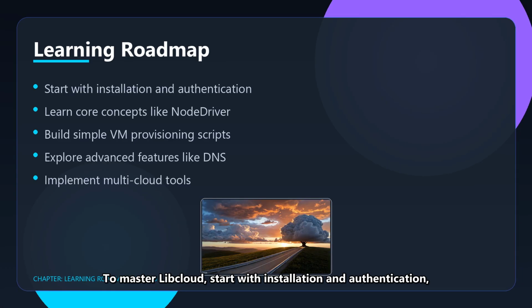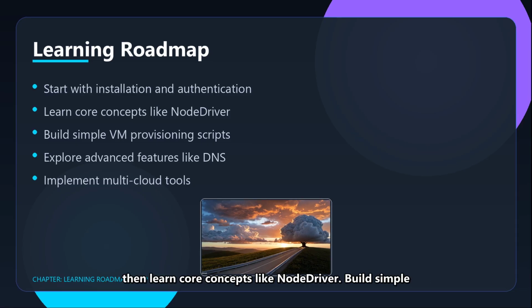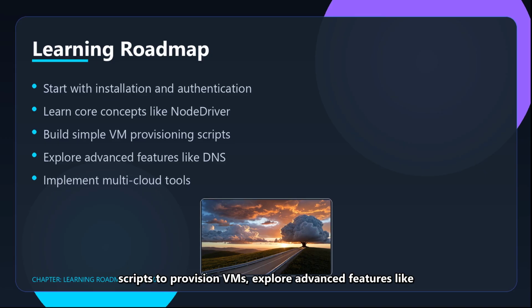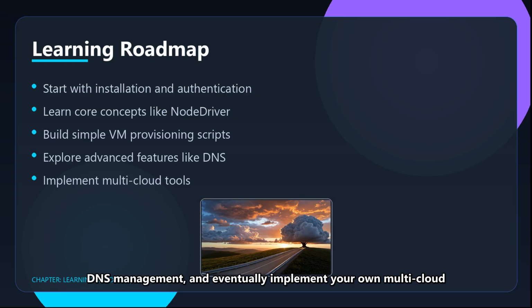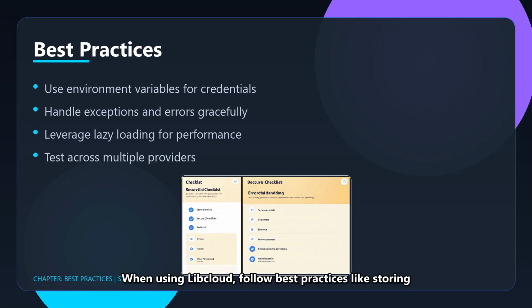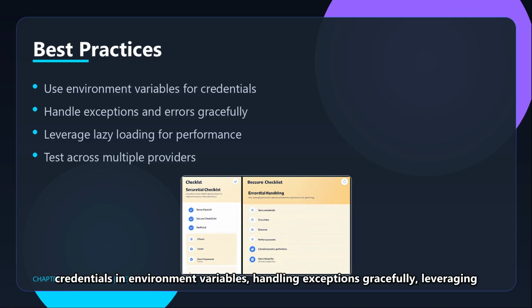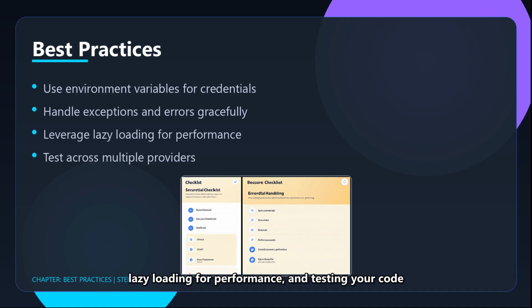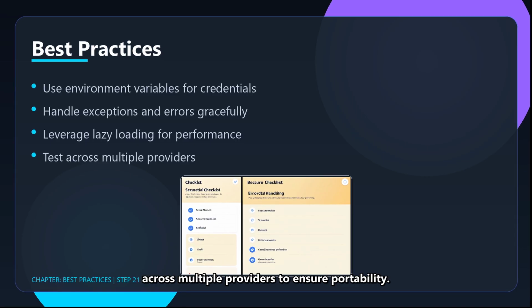To master Libcloud, start with installation and authentication, then learn core concepts like node driver. Build simple scripts to provision VMs, explore advanced features like DNS management, and eventually implement your own multi-cloud tools. When using Libcloud, follow best practices like storing credentials in environment variables, handling exceptions gracefully, leveraging lazy loading for performance, and testing your code across multiple providers to ensure portability.